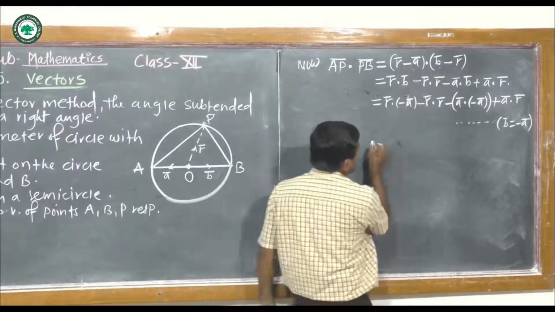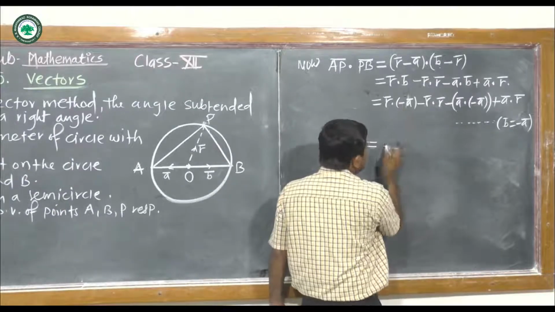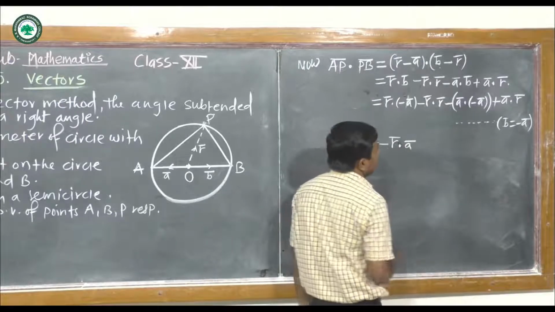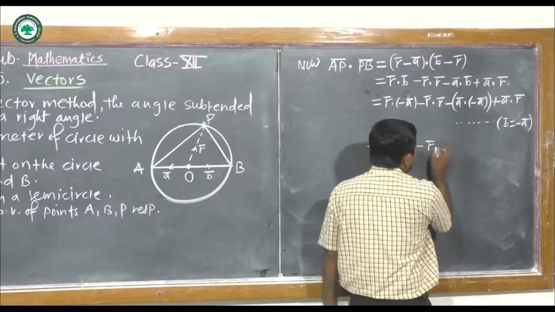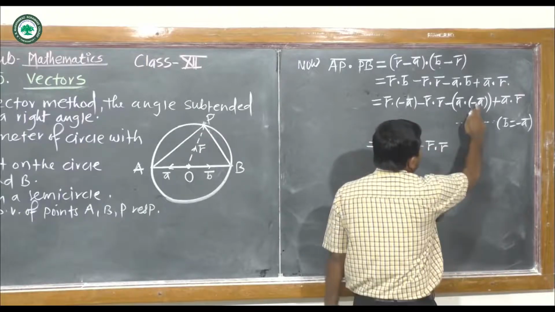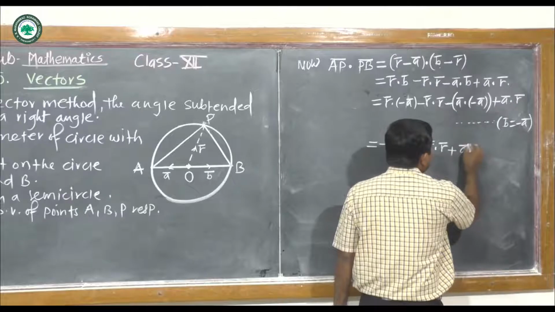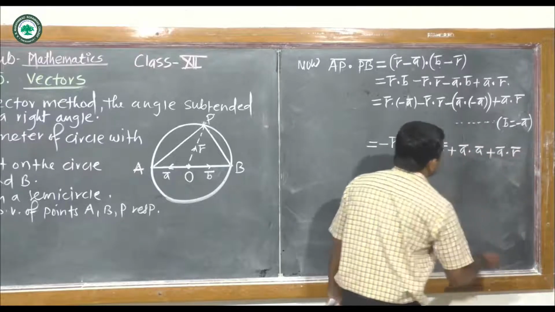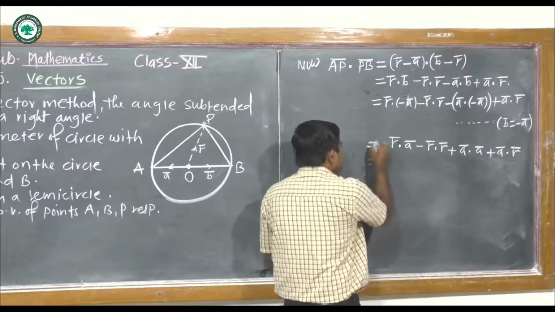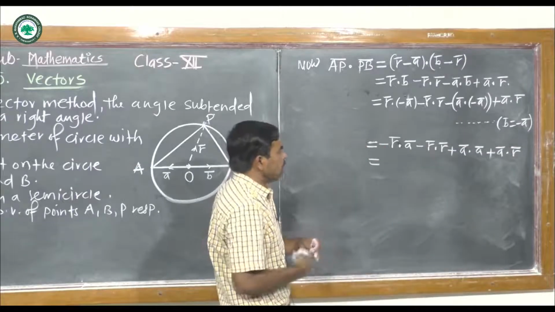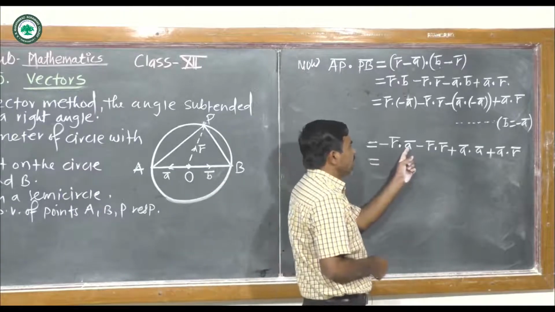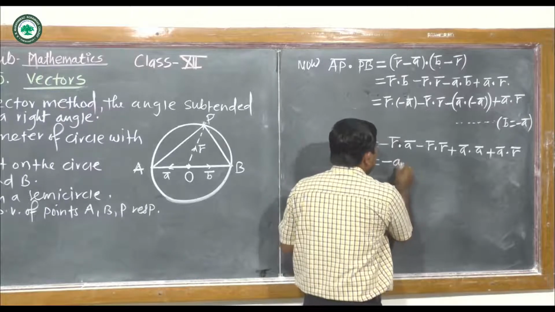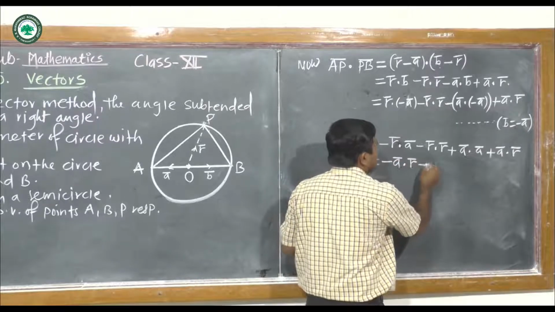Now see, this is minus R bar dot A bar, minus R bar dot R bar, minus minus becomes plus A bar dot A bar, plus A bar dot R bar. We know that the dot product is commutative, which means R bar dot A bar can be written as A bar dot R bar. So minus of A bar dot R bar minus.